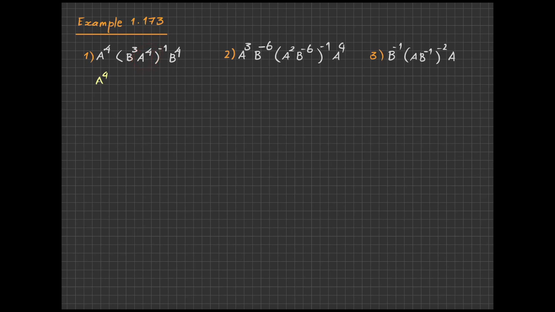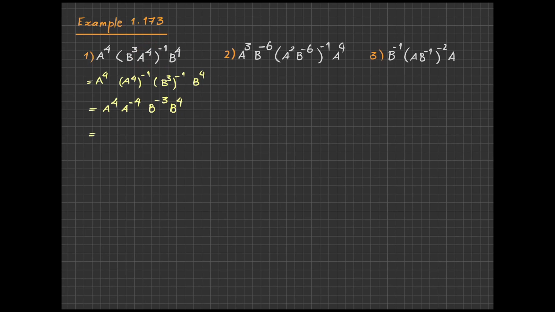Yeah, we have to switch the places, so this becomes a to the power of 4 to the power of minus 1, and then b to the power of 3 inverse. And then b to the power of 4. But we just learned that, what can I do? I can write a to the power of 4. A to the power 4 inverse is just a to the power minus 4. And the other one is b to the power minus 3. And then I have b to the power 4.